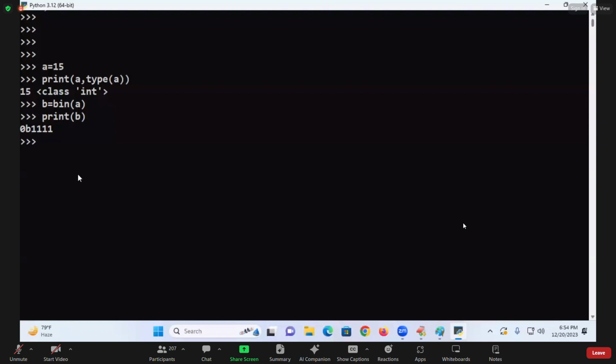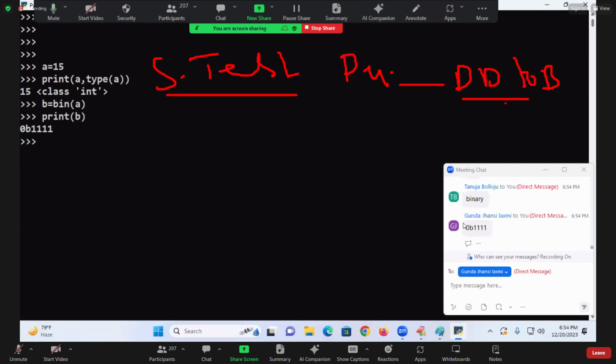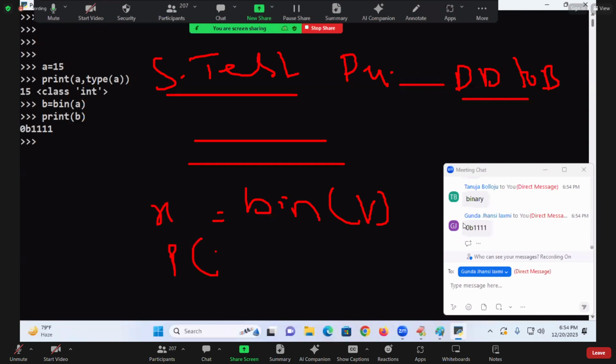0b1111. If they ask in a system test when you go to any company, write a Python program for converting decimal data to binary data, happily enter the number, get that number, use the bin function, pass that data and get the result. Print that value, the equivalent binary value of that X.